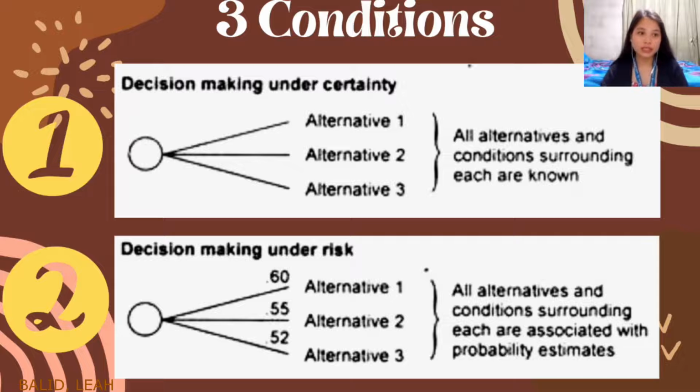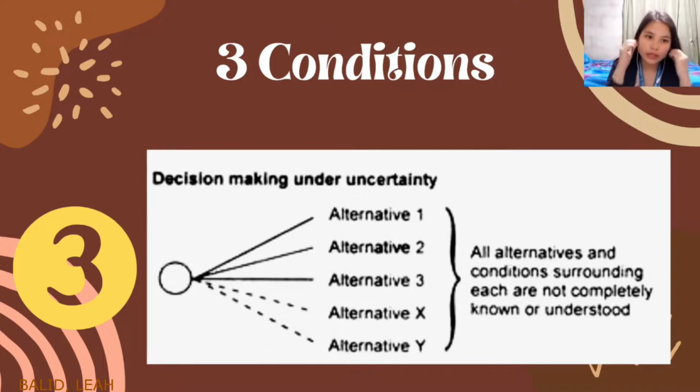First condition is decision making under certainty. All alternatives and conditions surrounding each are known. Second condition is decision making under risk. All alternatives and conditions surrounding each are associated with probability estimates. And the third one is decision making under uncertainty. All alternatives and conditions surrounding each are not completely known or understood.